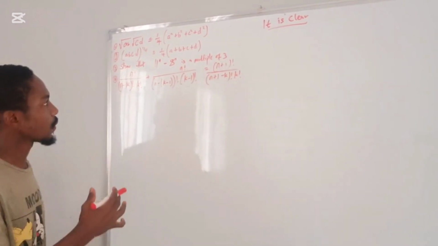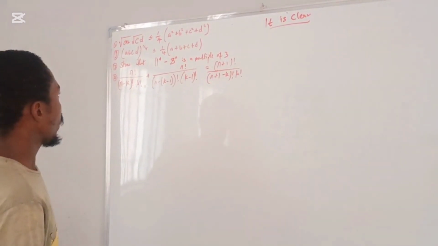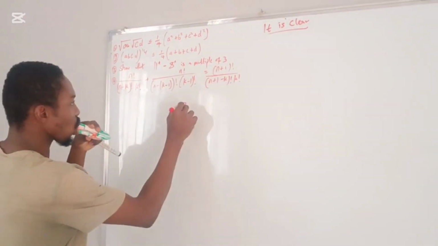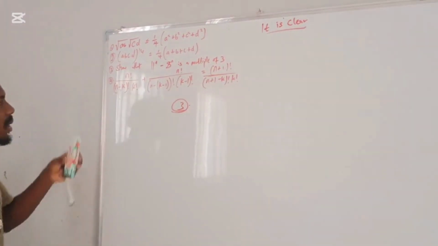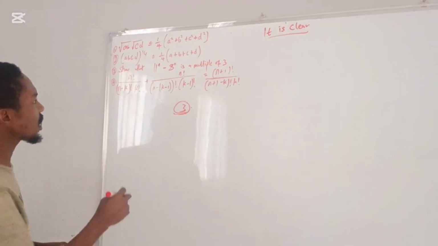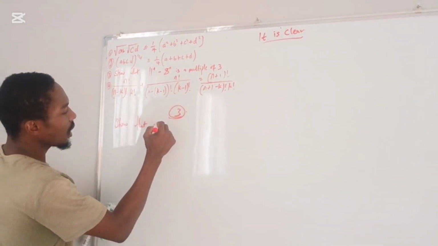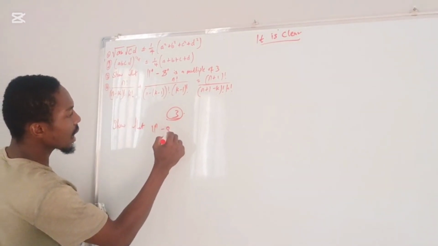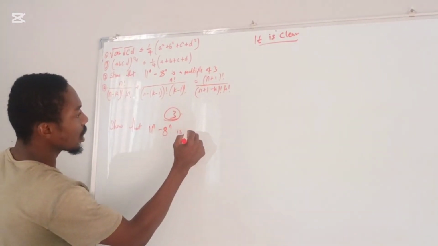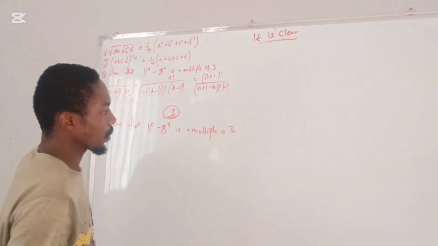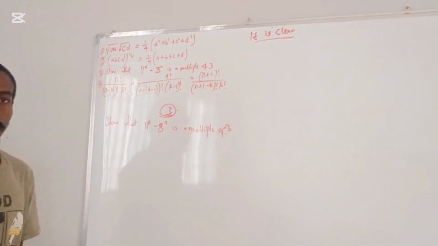To the third section of today's lesson. So in this session, I'll be doing the number 3. I'll be solving the number 3 question. The number 3 question said that we should show that 11 raised to the power n minus 8 raised to the power n is a multiple of 3. How do we show this?